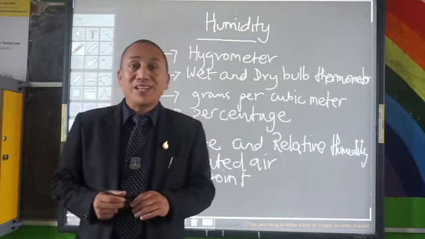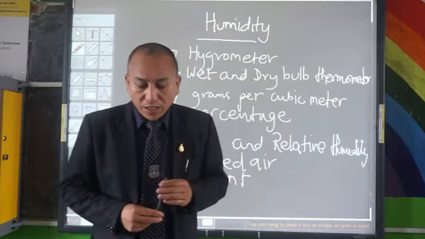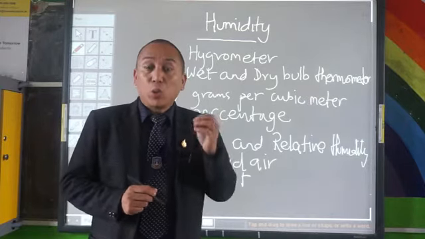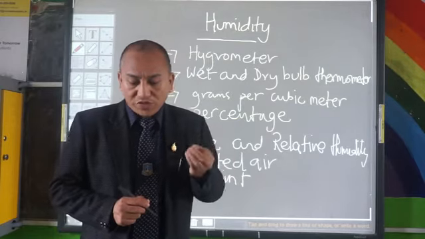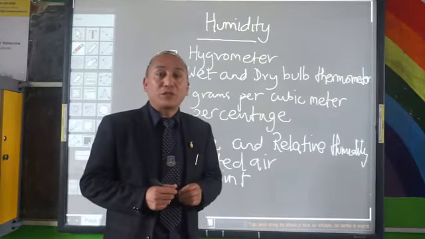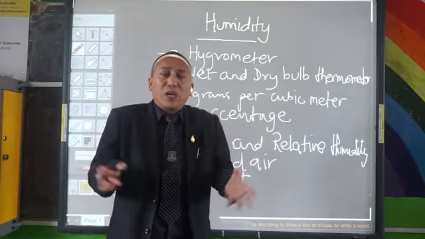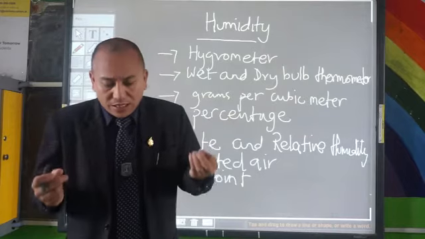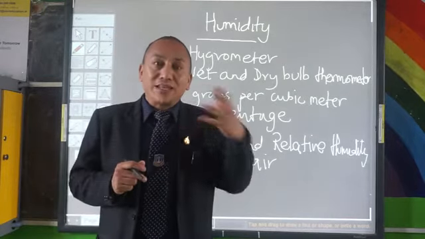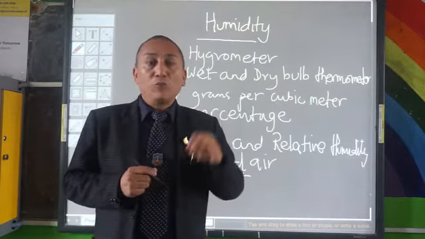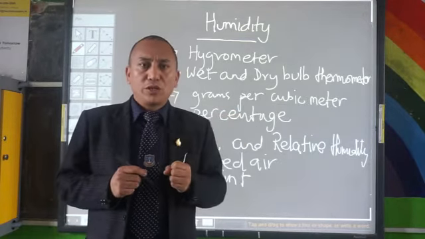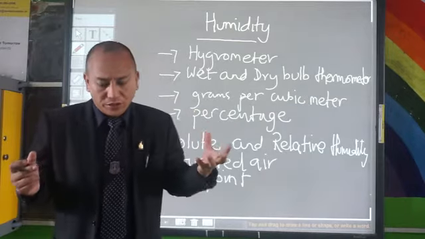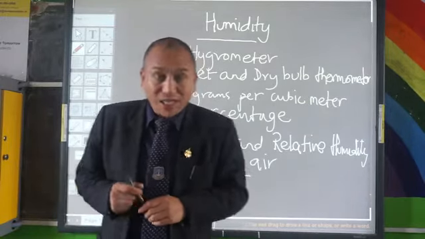Then we have another term called dew point. The temperature at which the air is saturated and cannot hold any more water vapor is called the dew point temperature. At that temperature the air gets saturated, or gets condensed and forms droplets of water. So dew point is the temperature at which air can hold no more water vapor.